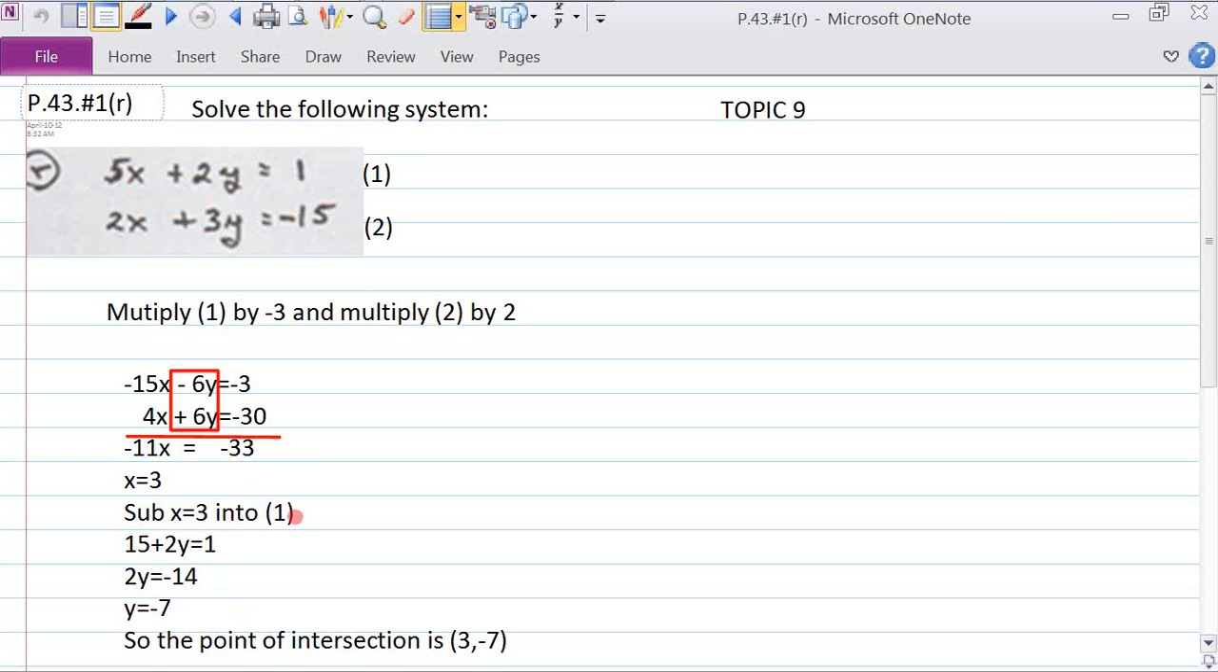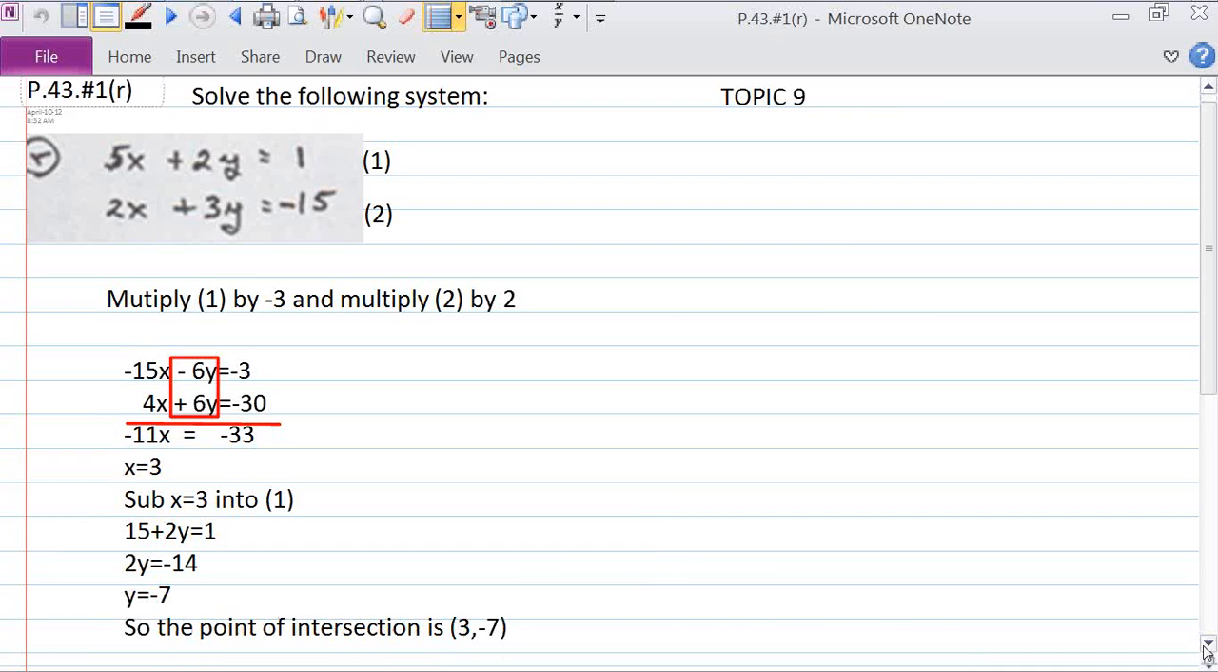So I substitute x equal to 3 into 1. 5 times 3 is 15 plus 2y equals 1. So the 2y stays here on the left. I'm going to transpose plus 15 from the left to the right. It becomes 1 minus 15, which is -14. So if 2y equals -14, divide this by 2, I get y. Divide this by 2, I get -7. So the ordered pair is an x and a y value. X is 3 and y is -7.